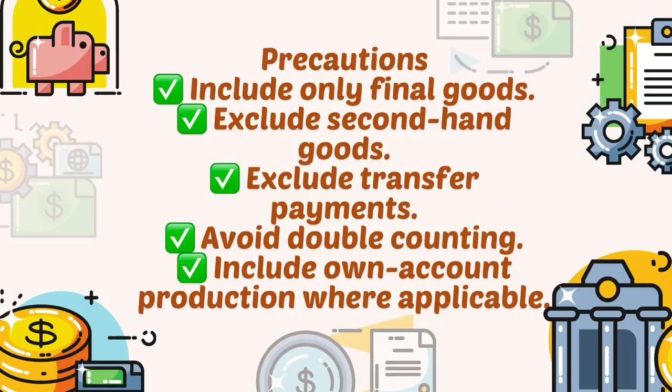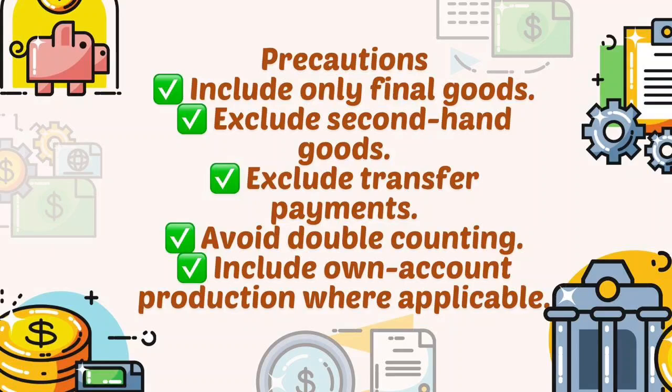Now let's discuss the precautions. These may look simple, but CBSE frequently asks them in theory questions. Precaution 1. Include only final goods. Never count intermediate goods separately because they are already included in the value of the final good. Precaution 2. Exclude second-hand goods.